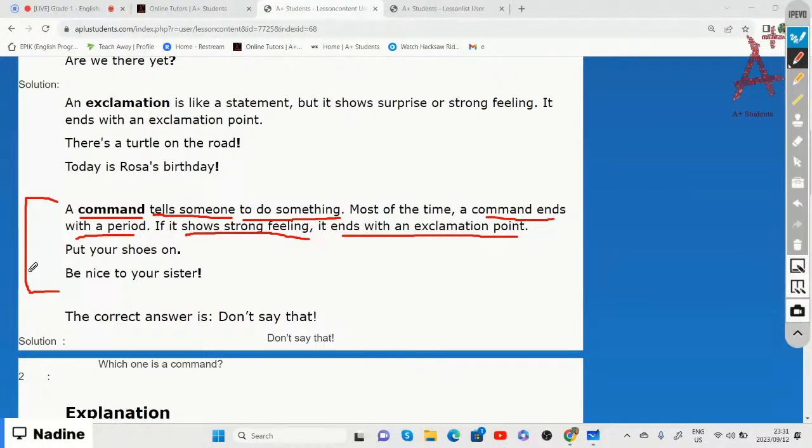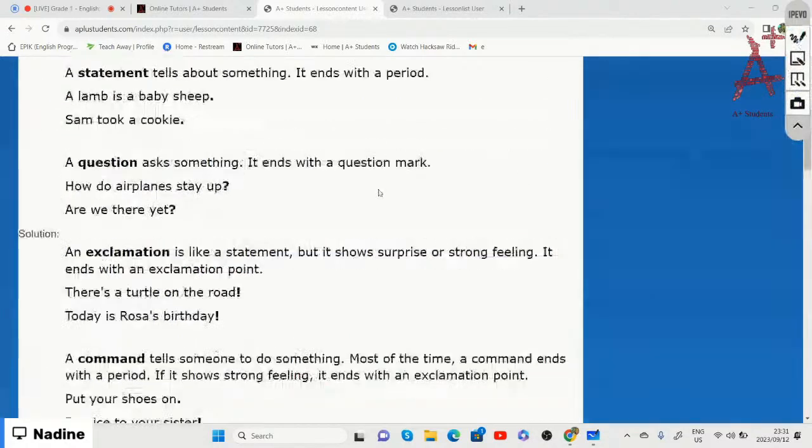Pack your lunch, right? But now, if it shows strong feeling, then they can maybe say something like, be nice to your sister, right? Because the two of you are maybe fighting or arguing. And that is a command. And so far, we went over all four of the different sentences, right?